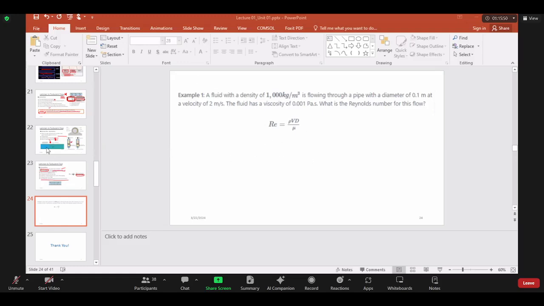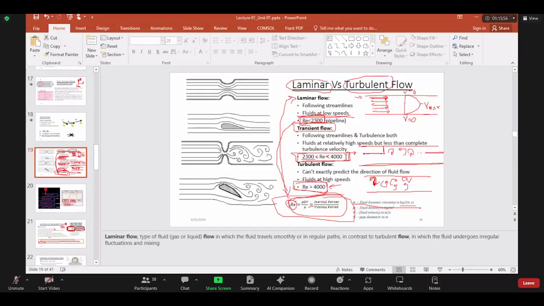It means this fluid becomes turbulent. Reynolds number is greater than 4,000, so we can consider this fluid to be turbulent flow. Okay, I will show some video for you. This video consists of the application of turbulent and laminar flow.